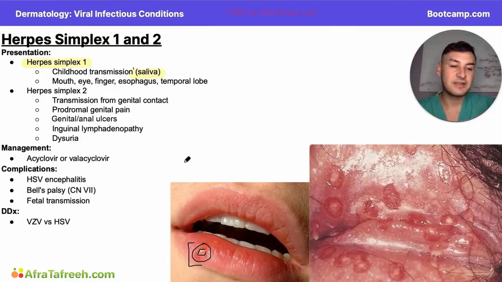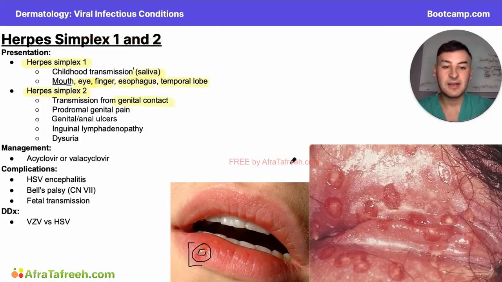Now, HSV1 is not just limited to the mouth, it's just the most known place for it to happen. But it can also happen in the eye, on the finger, esophagus, and also in the temporal lobe. And we're going to have a table and a visual diagnosis activity that's going to go through each of these pathologies. Okay, so that's herpes simplex 1. Now, talking about herpes simplex 2, not as common as herpes simplex 1, and transmission is going to be through genital contact. So as opposed to saliva, this is going to be genital secretions being exchanged. So usually people who are sexually active, or sometimes, unfortunately, a child who is being sexually abused.